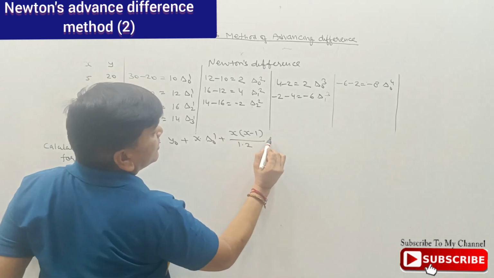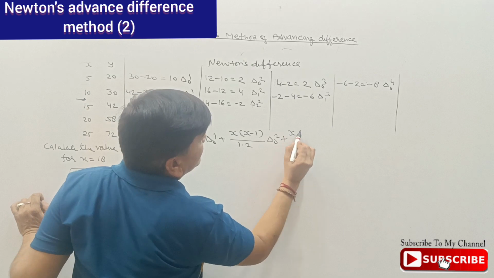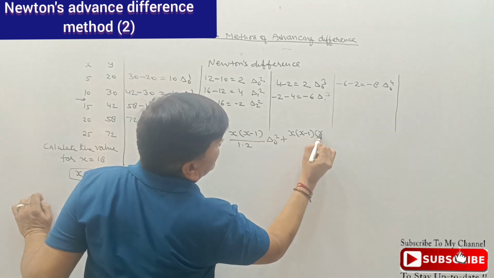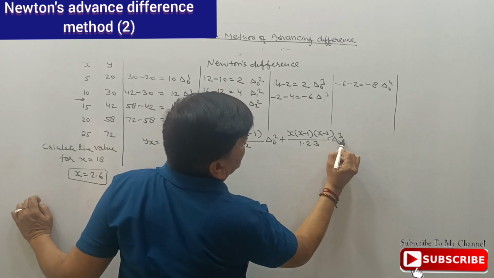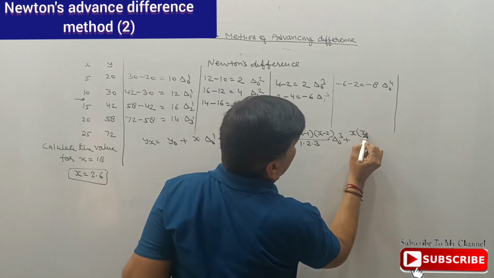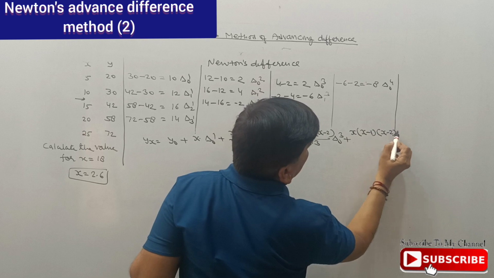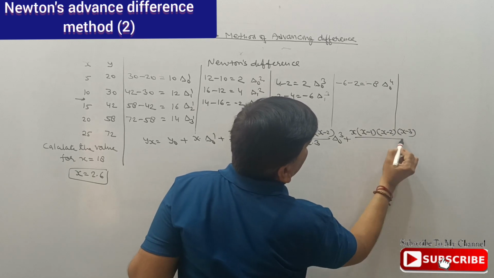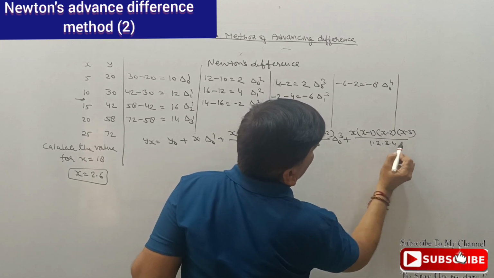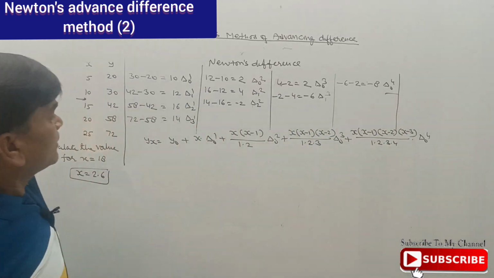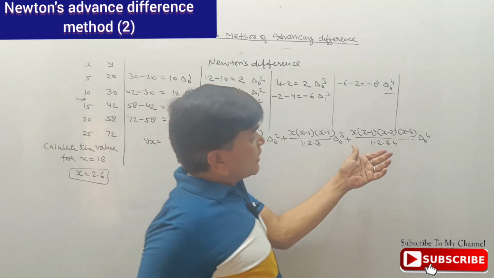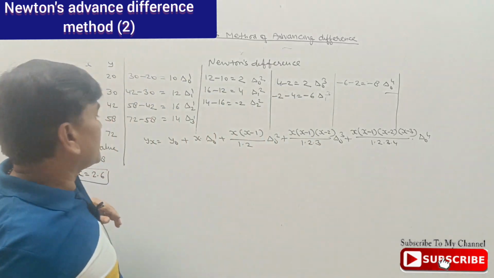x minus 1 multiply by 1 2 delta 02 plus x minus 1, x minus 2 over 1 2 3 delta 03, and the last one, x minus 1, x minus 2, x minus 3 divided by 1 multiply 2 multiply 3 multiply 4 delta 04, because delta 04 is the last. If more, then we can expand that formula. Already we have discussed it in the previous video.